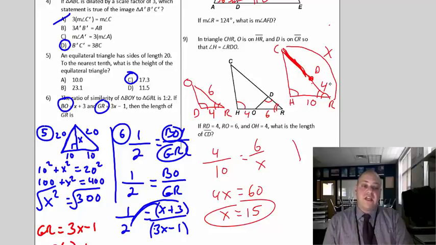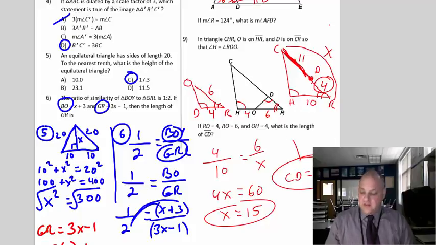So the whole thing's 15. This piece is already 4, so CD must be 11. 11 and 4 makes up that 15. So CD is 11. That would be our final answer. CD equals 11. All right, so we had a lot going on there. These last 3 pages, there's only a couple on each page.